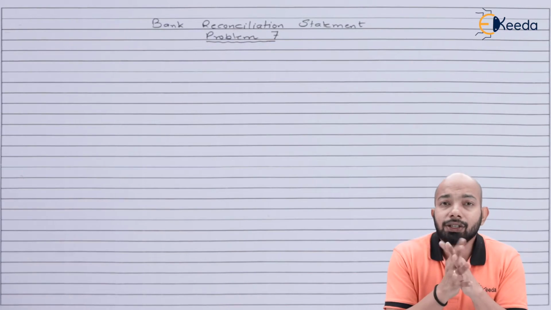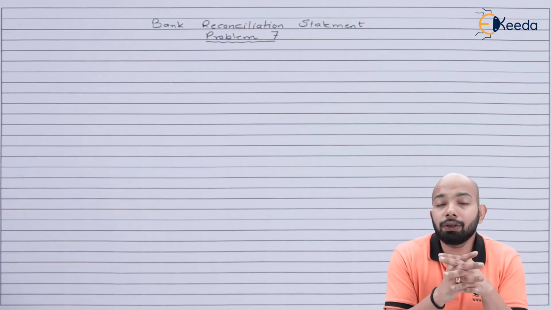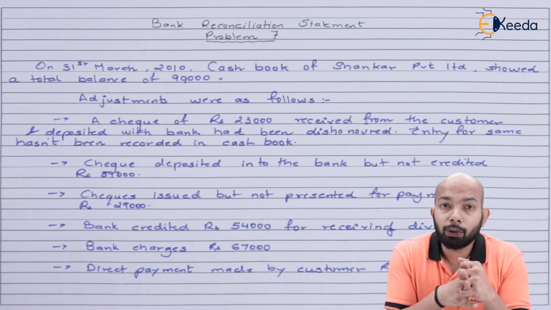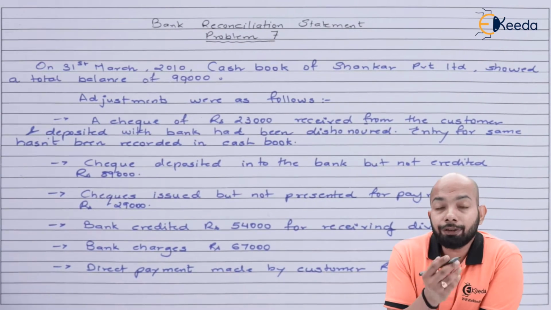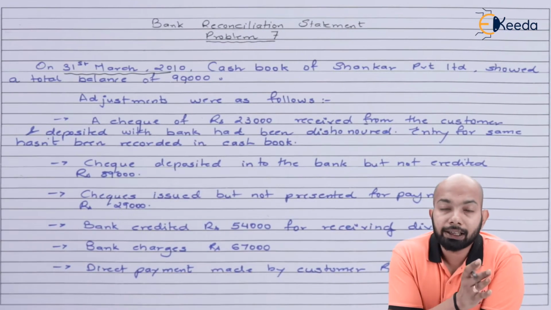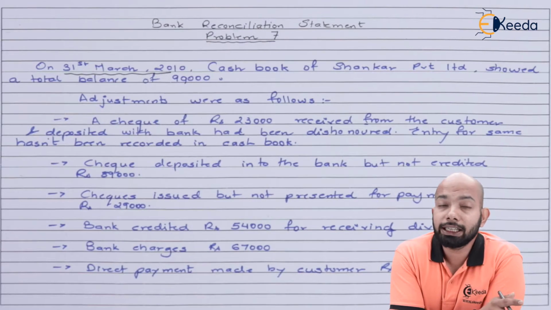So let's go ahead with the illustration and figure out what we have in this illustration for you and how exactly we are going to solve it with bank reconciliation statements. So the illustration has been mentioned down here. Let's read it out. On 31st of March 2010, the cash book of Shankar Private Limited showed a debit balance, or rather a cash book balance, of 99,000.